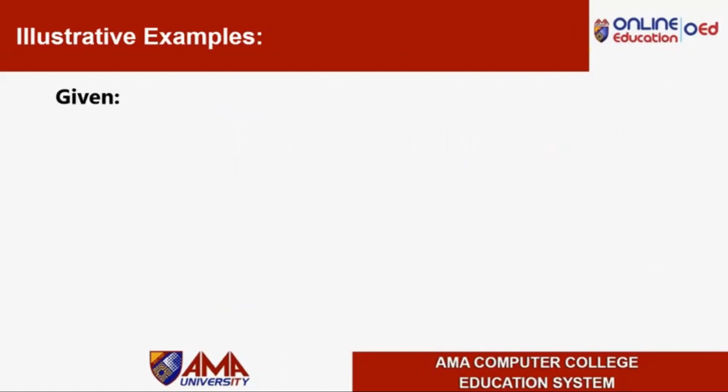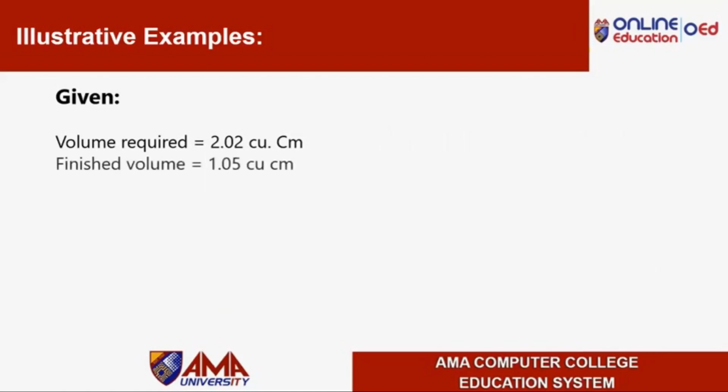Okay, of course, that's up to the given. So the volume required is equal to 2.02 cubic centimeter, and the finished volume is equal to 1.05 cubic centimeter. For the time, steel is equal to 45 seconds and brass is equal to 30 seconds.